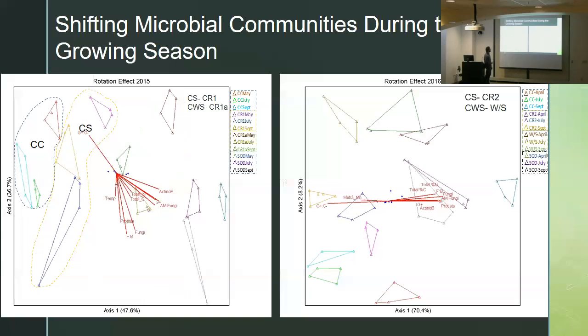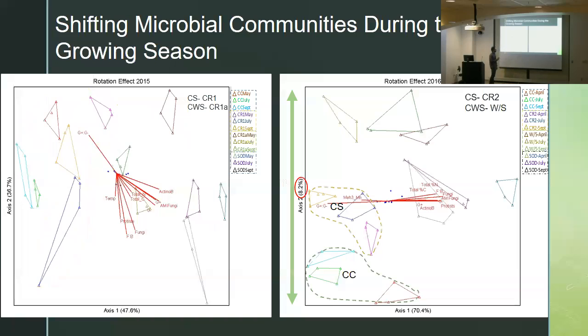The differences between the corn-soybean rotation, which is in its first year of corn, was significantly different than the continuous corn community. However, they were more similar than the corn, wheat, soybean rotation, and they were always significantly different than the sod. However, when we moved into the 2016 growing season, the corn-soybean rotation now was in its second year of corn, and the continuous corn community separated out along axis 2.